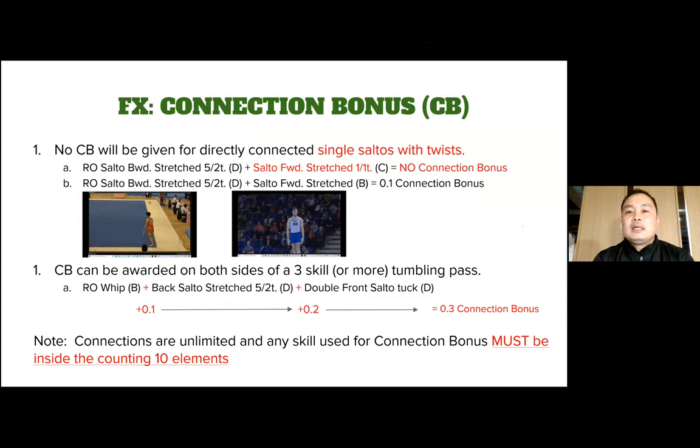I'd like to introduce the connection in floor exercise, some connection bonus. No connection points will be given for directly connected single saltos with twists. For example, round off, salto backwards stretched 2.5, and salto forward stretched full turn. Because these are single saltos with twist, there is no connection bonus. But salto backward stretched 2.5 and salto forward stretched, with no twist, gets 1/10 connection bonus. So we can see the video.